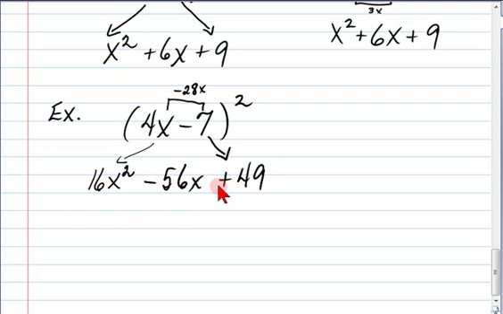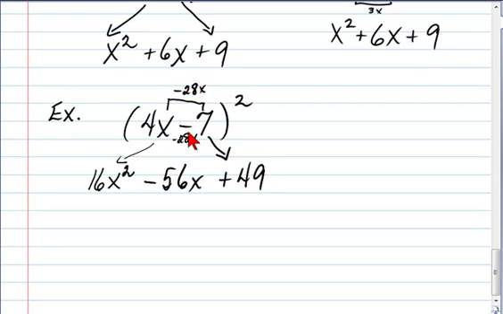A positive? Because when you multiply this number times itself, negative times negative is a positive. This number will always be a positive. The 56: I multiplied these two, which is 28, but that represents both the inner and the outer. So I have to literally add another negative 28x to it. So I have to double it.